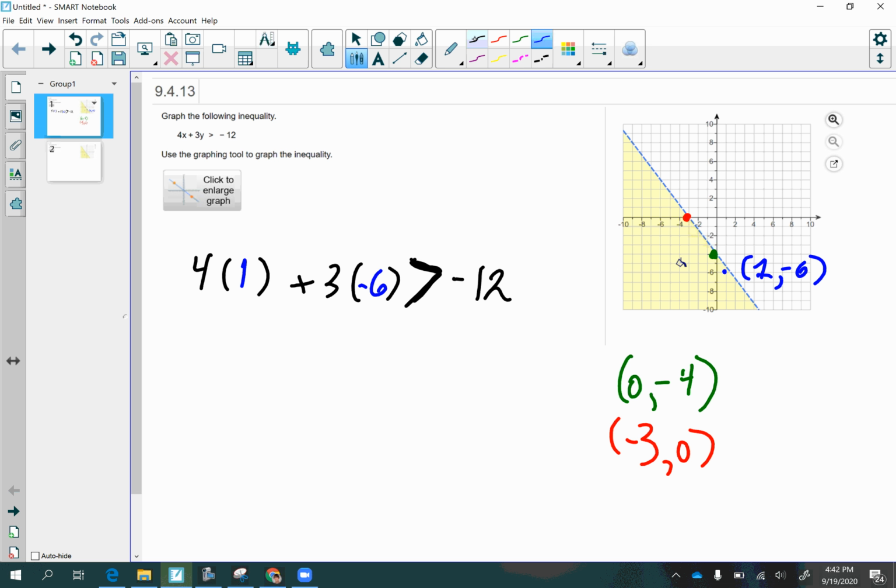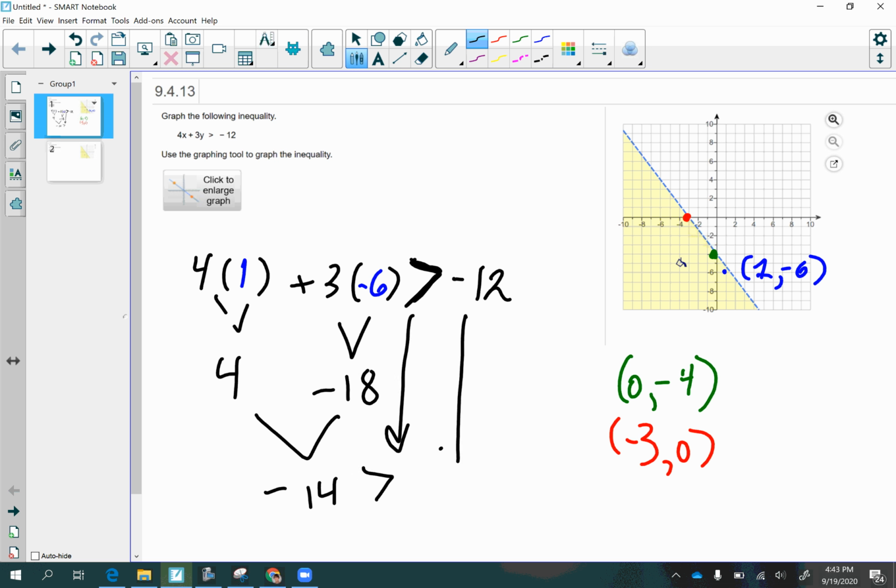All right, so let's simplify this. We get 4 here, -18 here, which simplifies to -14. Bringing down the inequality symbol and the -12, we see that this is a false statement. -14 is actually less than -12.